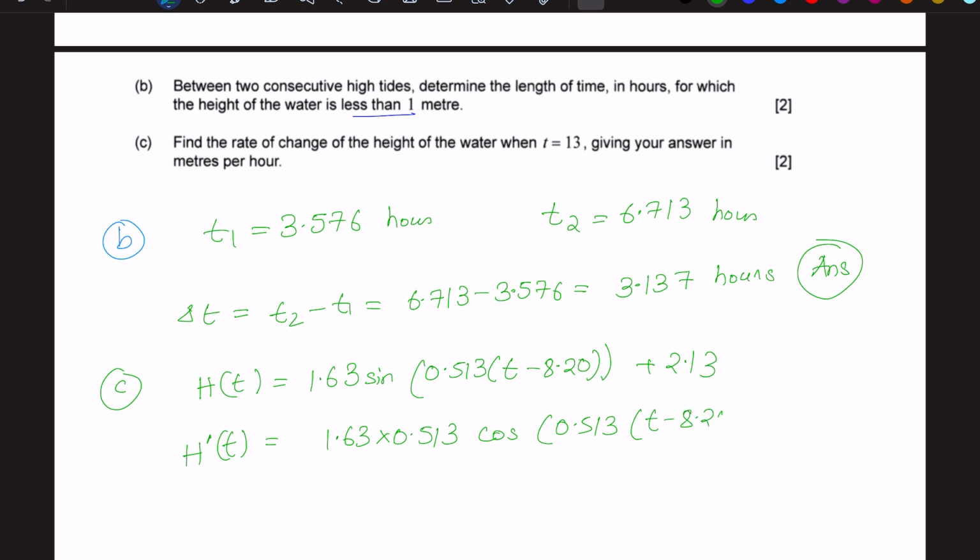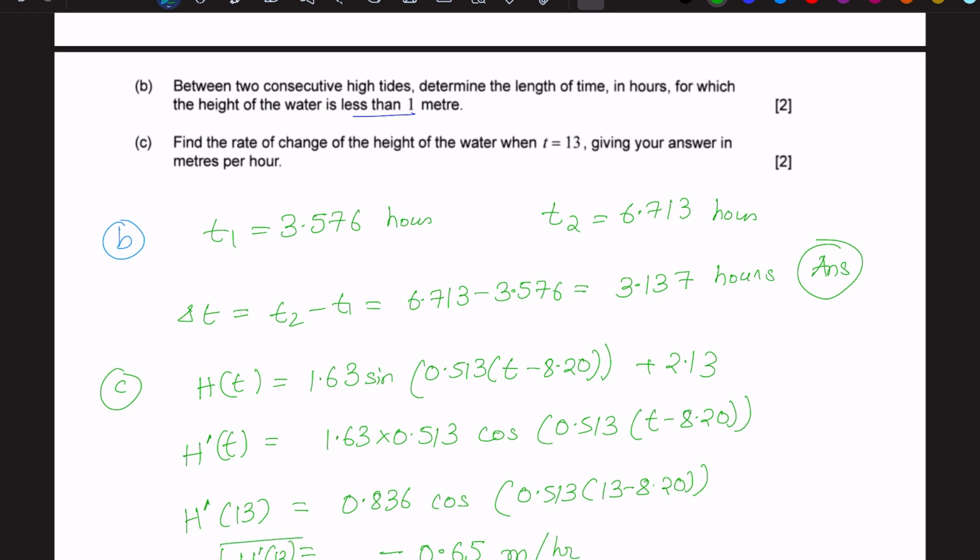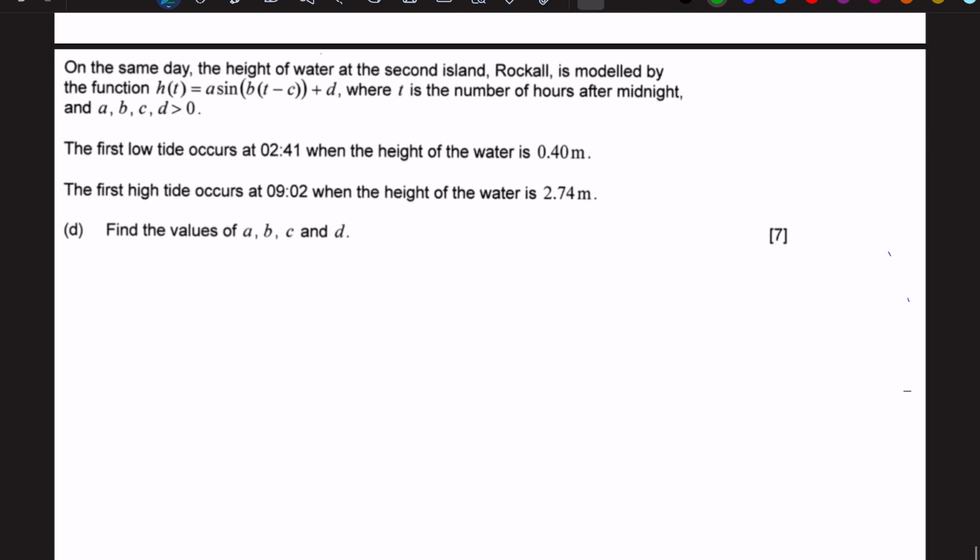Now we have to find h prime of 13, so I'll plug in 13 instead of t, which I'll get 0.836 cos of 0.513 times 13 minus 8.20. And if I plug this in a calculator, my final answer will be 0.65. The unit of height is meters and the unit of time is hours, so this will be my answer with the appropriate units. And this will be our answer to part C. Now moving on to the next one.